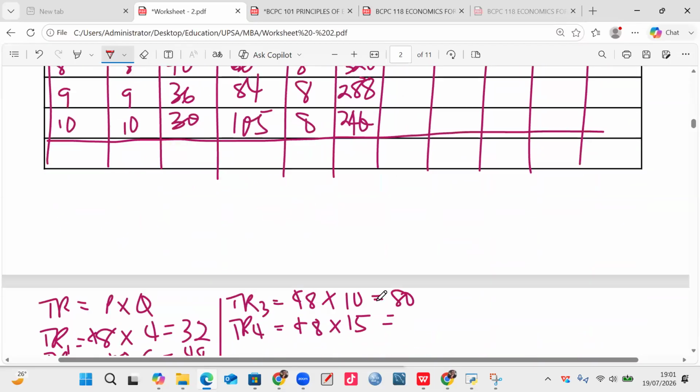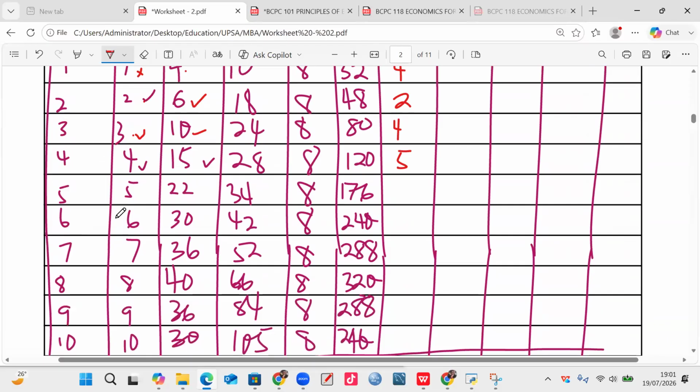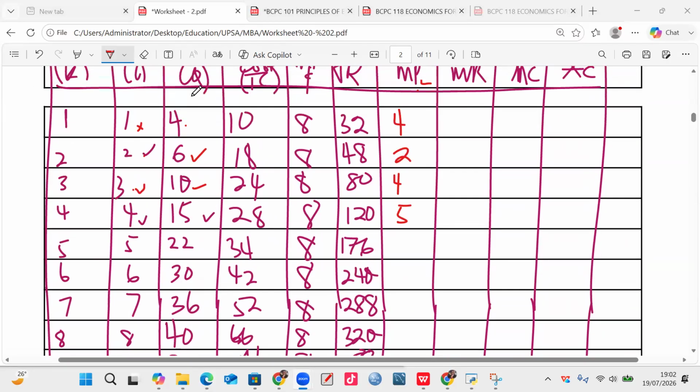20. So you repeat the same for all the labor levels, labor 1, 2, 3, 4, 5. Let's finish it. Now, output. I'll just pick the output and do it. 22 minus 15 is what? 7. Over 5 minus 4 is what? 1. So it's going to be 7. Do we get it?